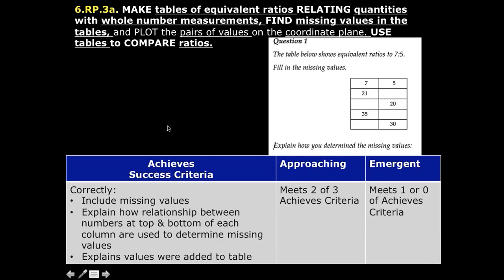So a couple examples. First one, you see the question. The table below shows equivalent ratios of 7 to 5. Fill in the missing values and explain how you determine the missing values. We look down at the left. We see from the question to the achieves category: correctly include the missing values, correctly explain how the relationship between the numbers at the top and the bottom are used, and explain how the values were added to the tables. So we can see that direct connection. Approaching is you met 2 out of the 3, and meets is 1 or 0 of the achieves.